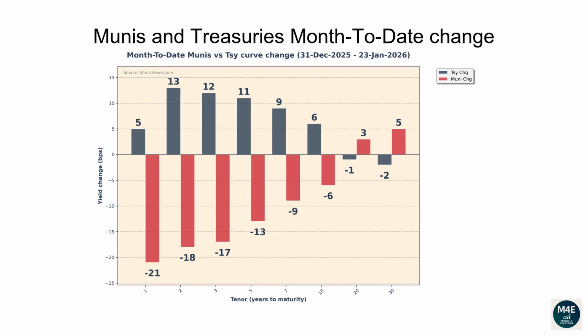This graph shows how much interest rates have changed since the end of the previous month. The current bar plot shows how Munis and Treasuries have changed since the end of December.